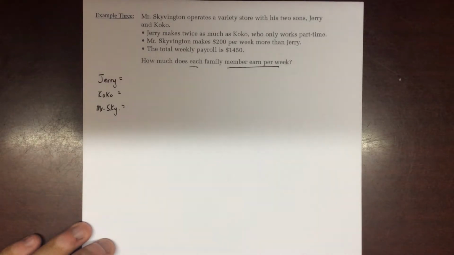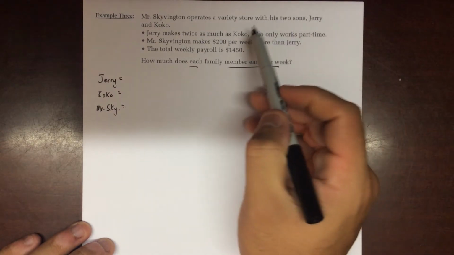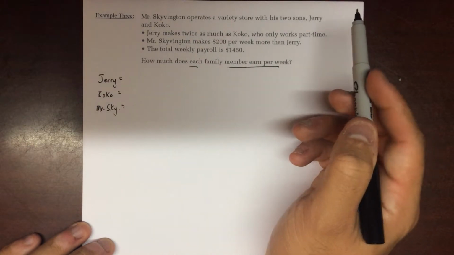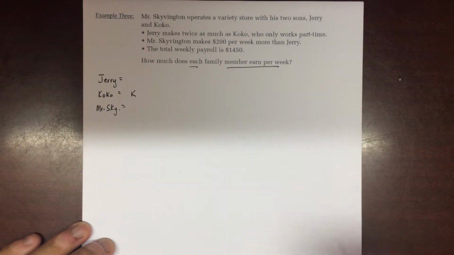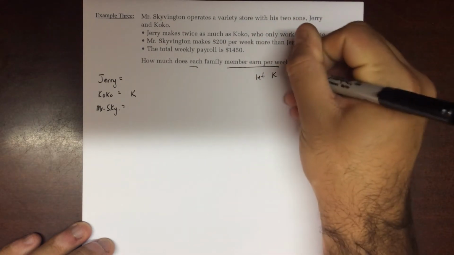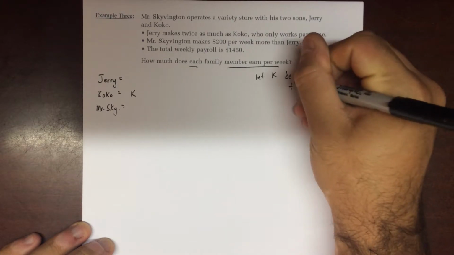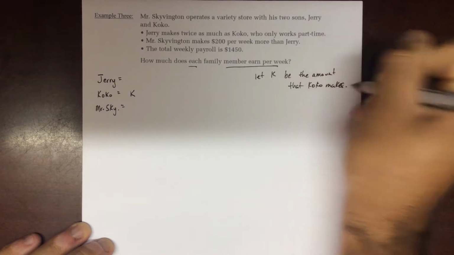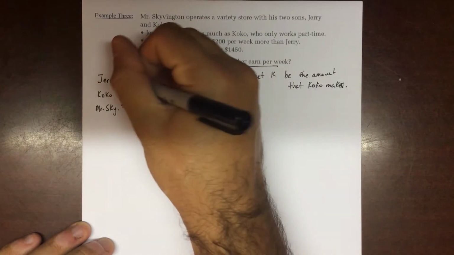Jerry makes twice as much as Coco. How would we set up an equation for that? They don't really tell us much about Coco. They just say that Jerry makes twice as much as Coco. Well, let's say that Coco makes K. Let K be the amount that Coco makes. Jerry makes twice as much, 2 times the amount that Coco makes, so 2K.